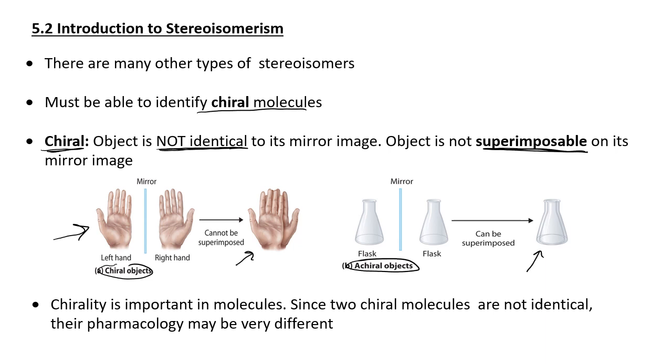So chirality is important in molecules for pharmacology reasons. For example, one stereoisomer of a molecule could be biologically active and the other one could be totally inactive or even toxic. So it's very important to be able to identify stereoisomers.